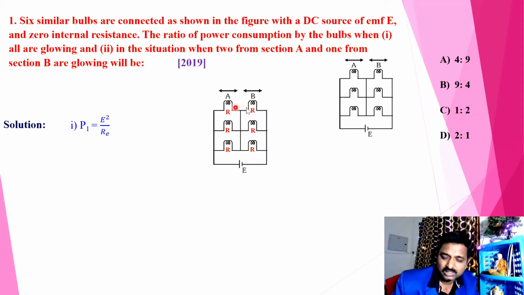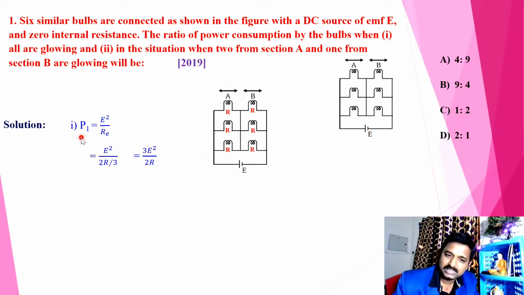So in each row the resistance is 2R. Like that we have three rows, so the total resistance will be 2R by 3. So the effective resistance will be 2R by 3. We get E square by effective resistance, that is 2R by 3, so we get 3E square by 2R. That is the power in the first circuit, which I consider P1. Now we will observe the second case.